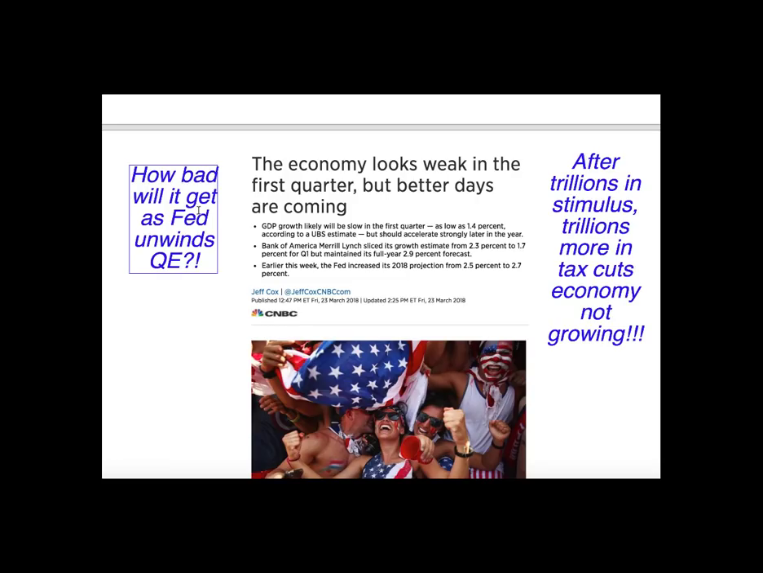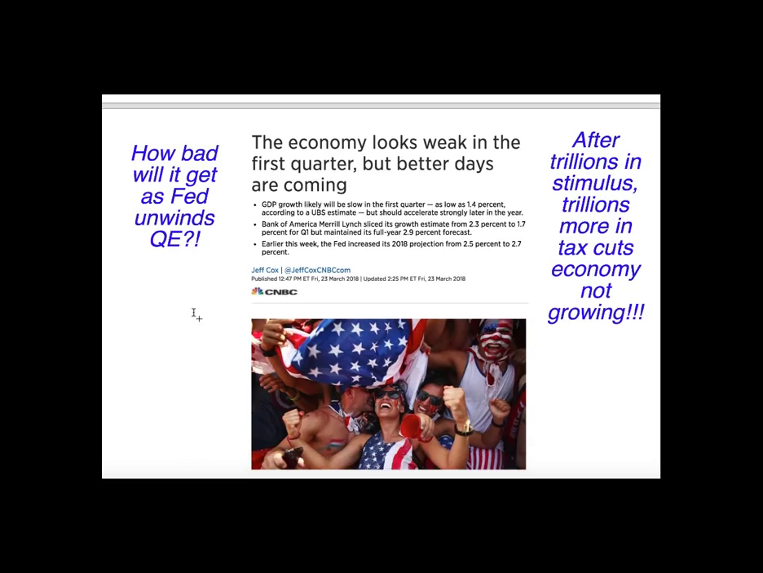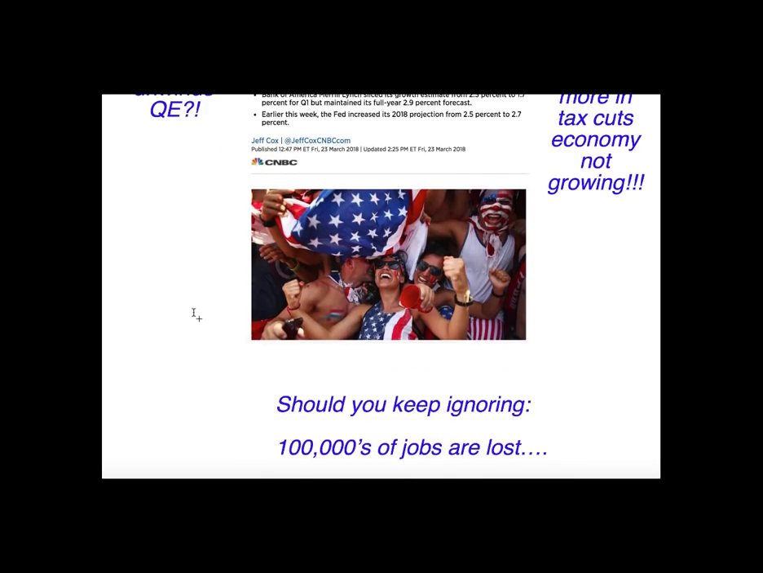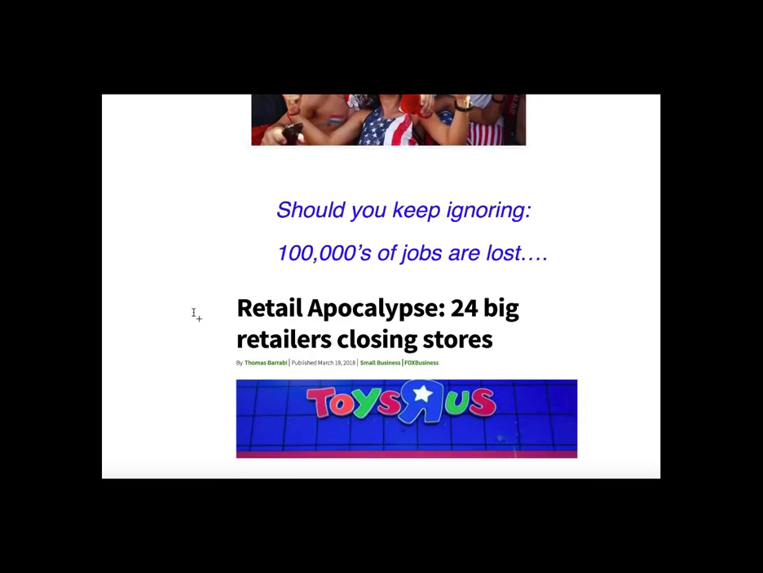So how bad will it get in the next 12 months as the Federal Reserve is actually trying to unwind the quantitative easing that took place over the course of the last 8 years? Well, we simply can't ignore it. The headlines are everywhere. The signs are everywhere. So, should you keep ignoring the hundreds of thousands of jobs that are being lost?